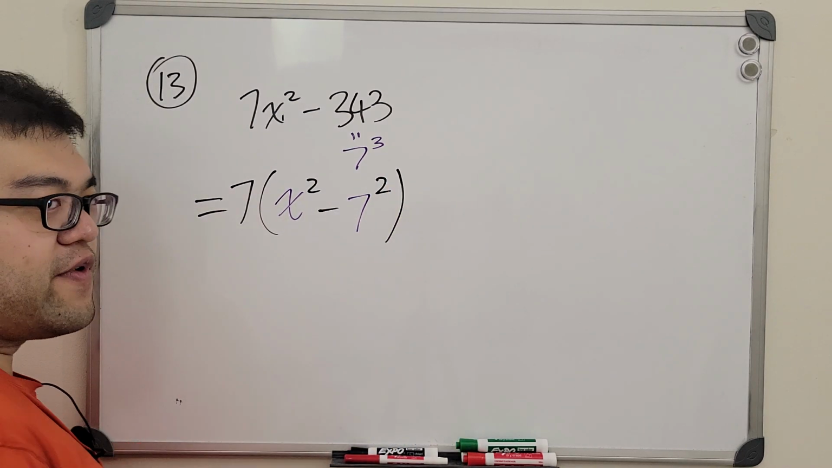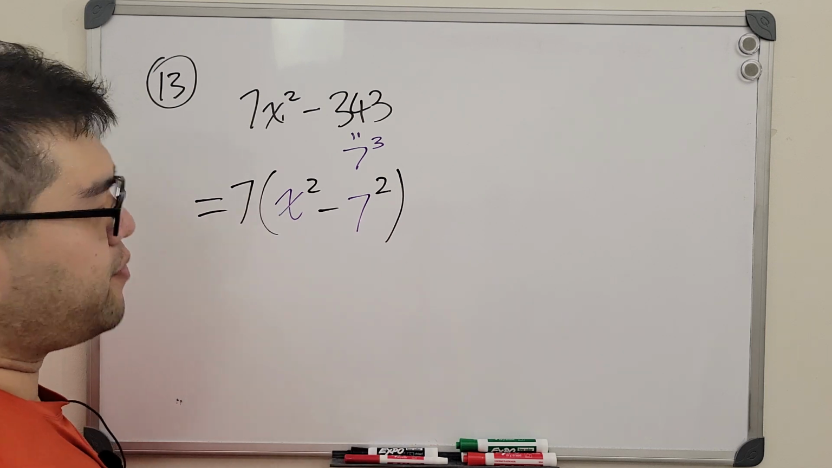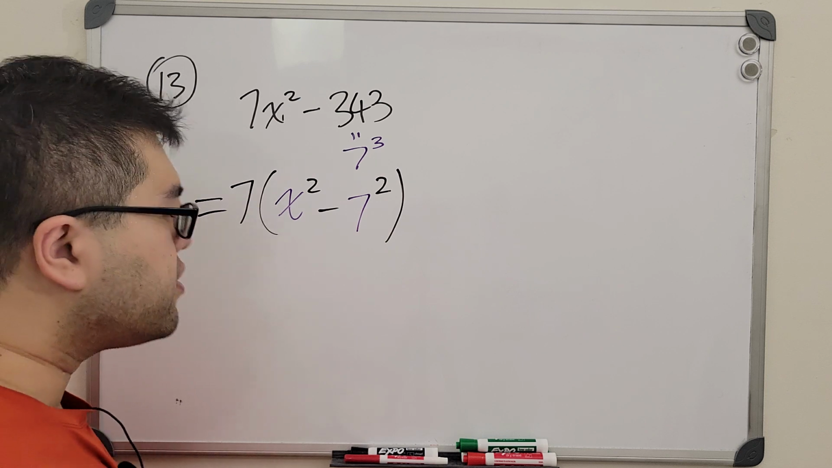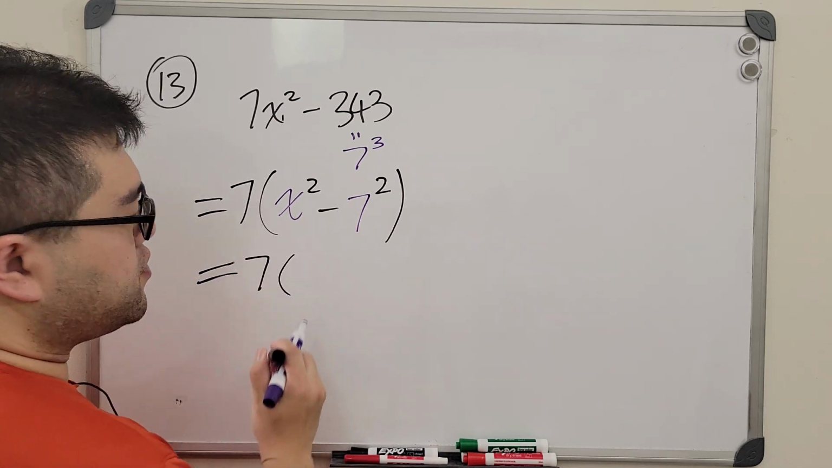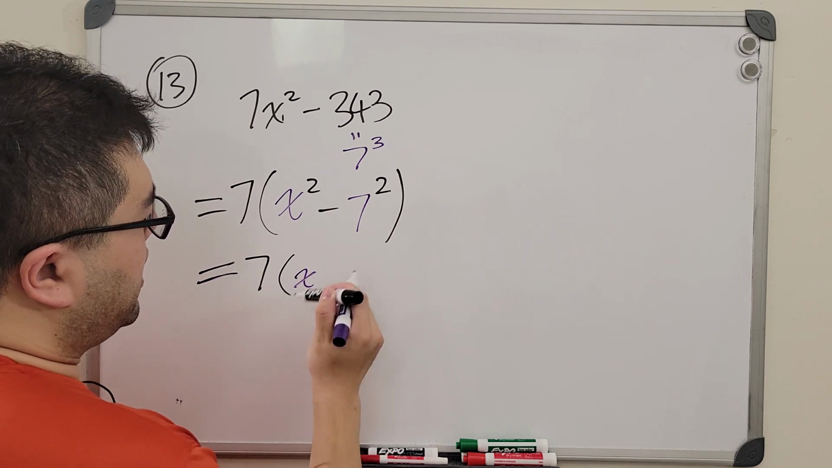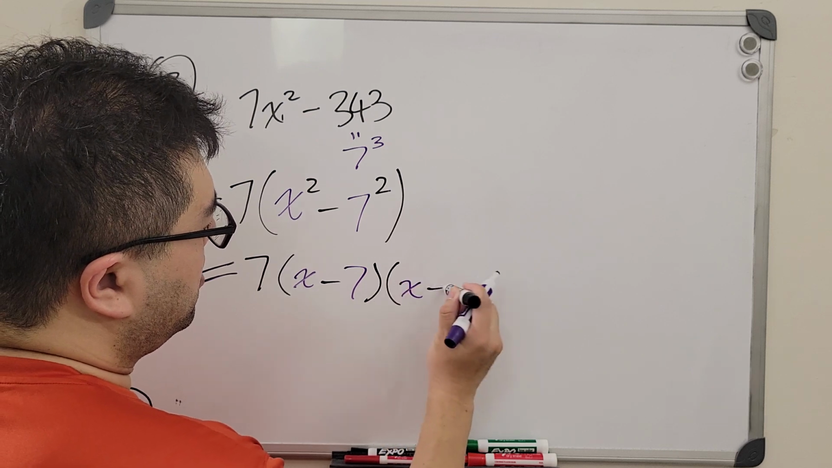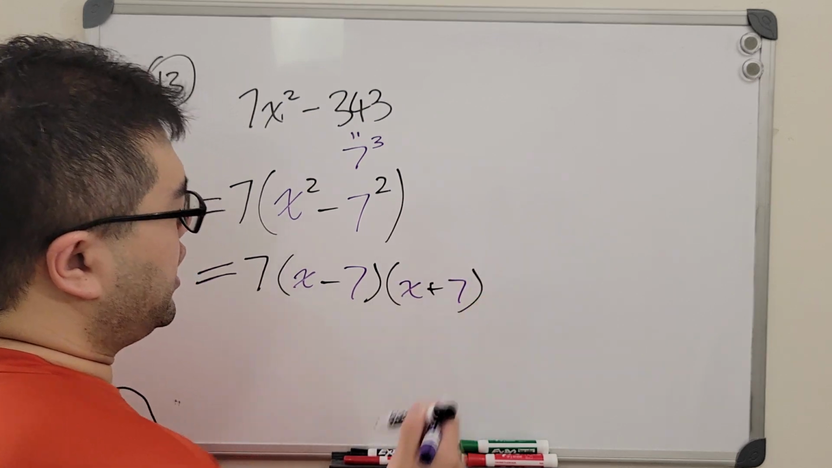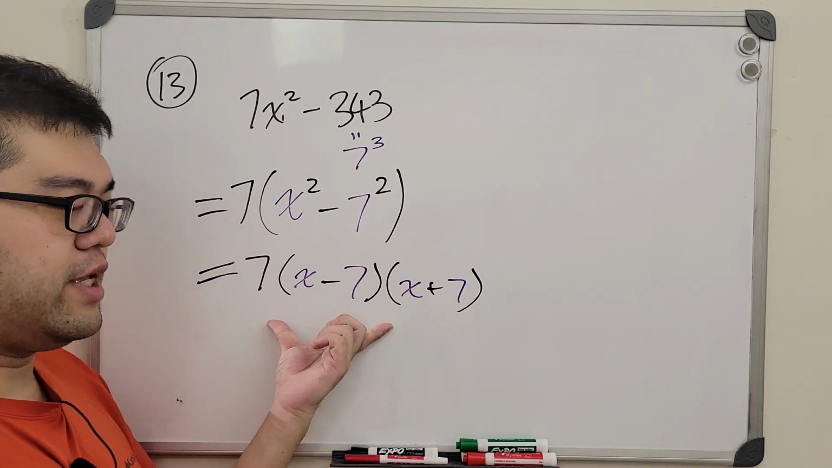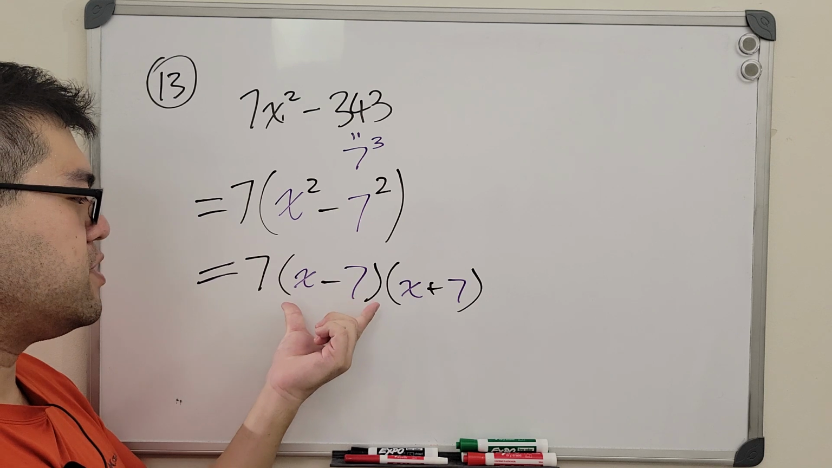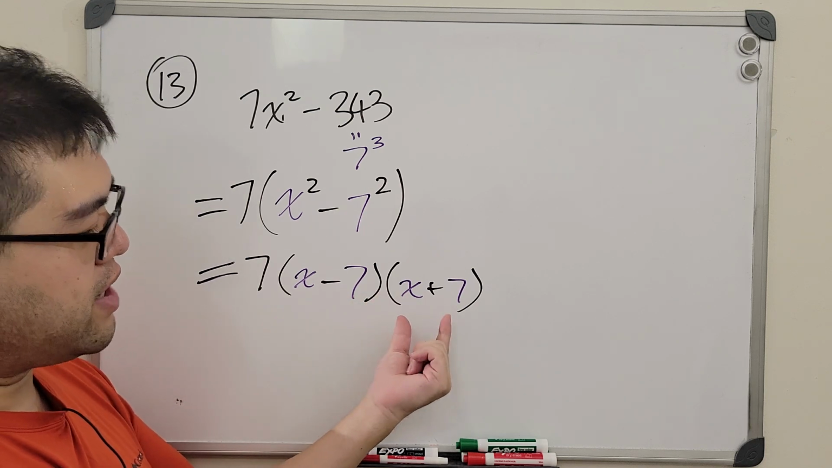So now we actually have the form of a squared minus b squared, where our a is of course x and our b is just simply 7 here. So we can try to factor out once more to get a minus b times a plus b, where a is our x and b is our 7. So our final answer will just be here, this expression here, 7 times the quantity x minus 7 times the other quantity x plus 7.